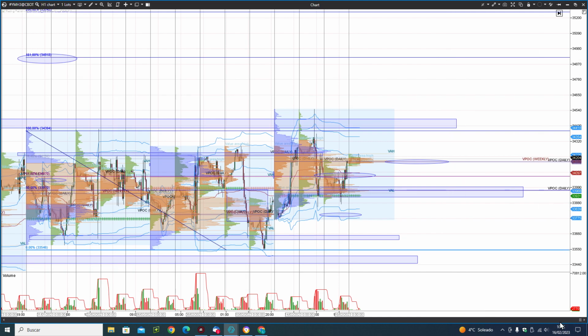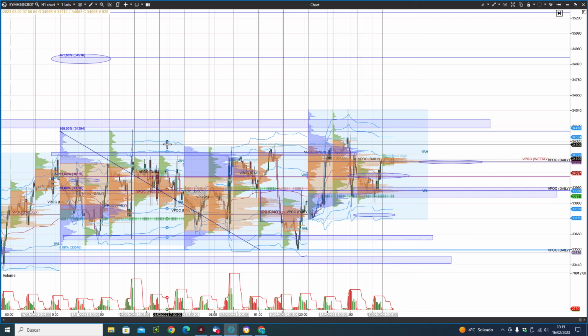Today is February the 16th, and let's start with Dow Jones. Dow Jones is inside the value area. Today, the price has touched the value area high, and the current weekly VPOC is exactly here on 34,176. So what are the possible targets? Higher targets: value area high, the first one, is very close to it.